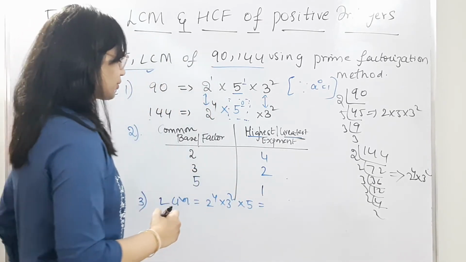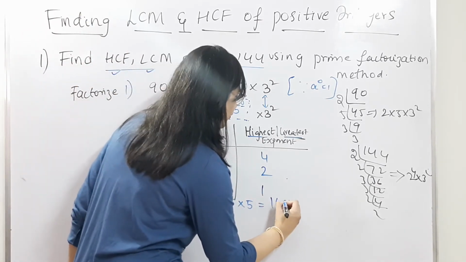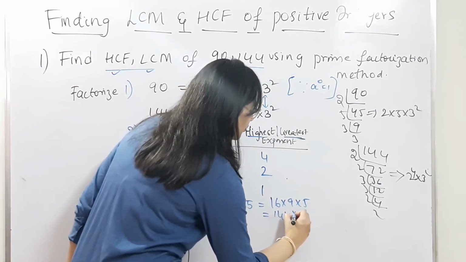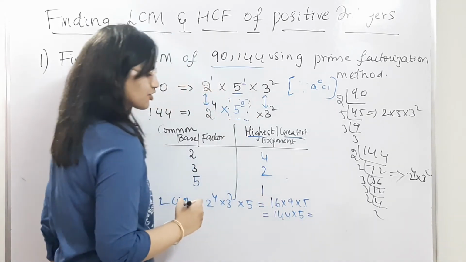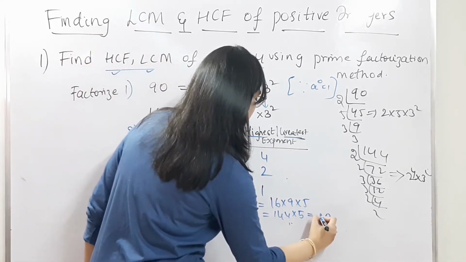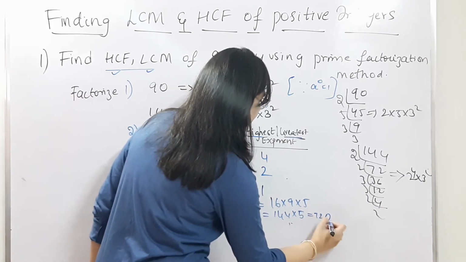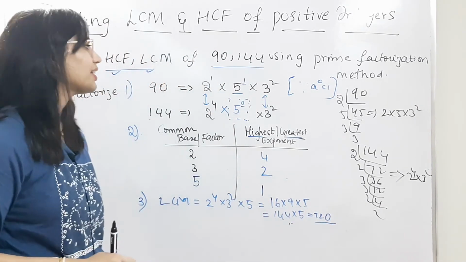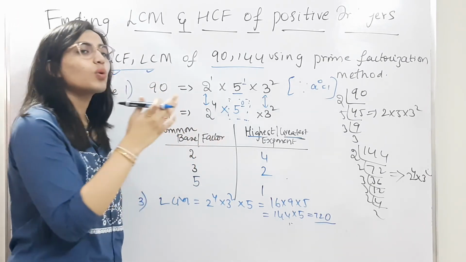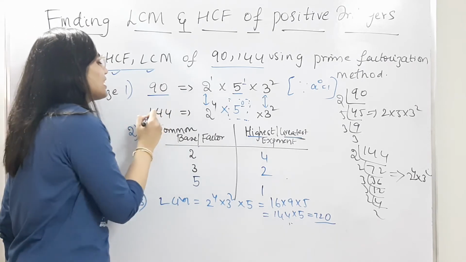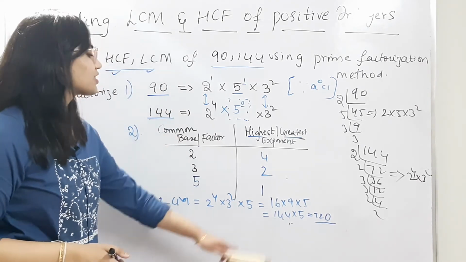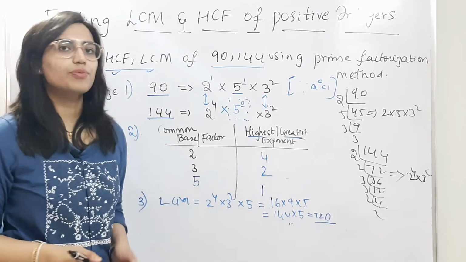That is equal to 16 into 9 into 5. That is 144 into 5, which is nothing but how much? 720. Okay, so the LCM of these two numbers is 720. That is the lowest number that can be divisible evenly by both 90 and 144. Okay, so this is how you find the LCMs in prime factorization.